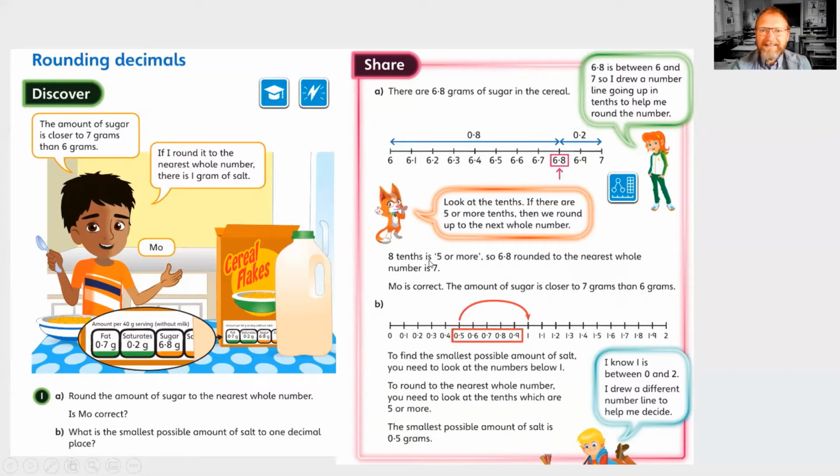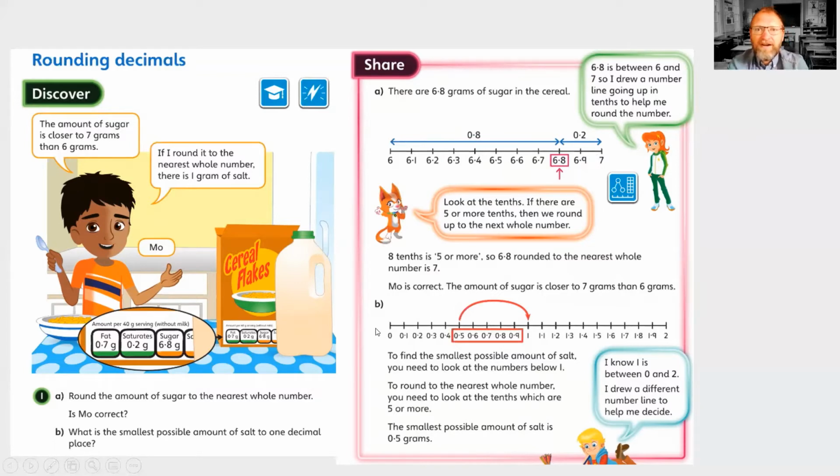So 8/10 is 5 or more. So 6.8 rounded to the nearest whole number is 7. And we can see there we're just going up 2/10 to get to 7. And we'd have to round down 8/10 to get down to 6. So it is nearer to 7. So rounding to the nearest whole number, we would round up to 7.